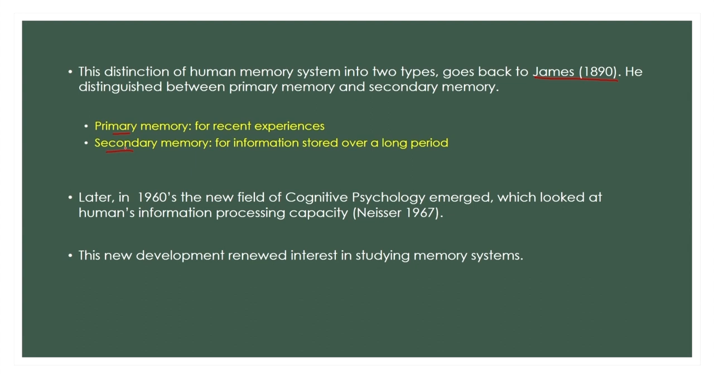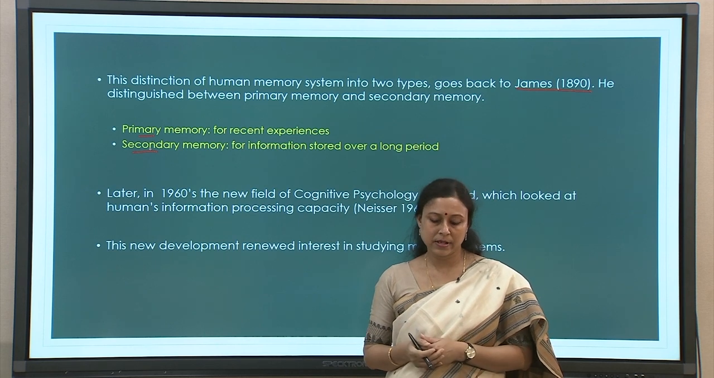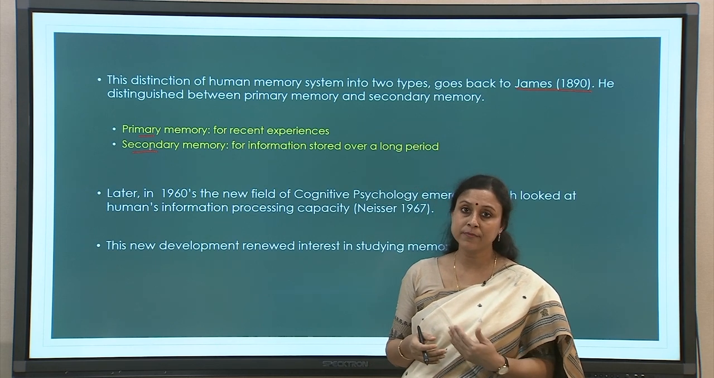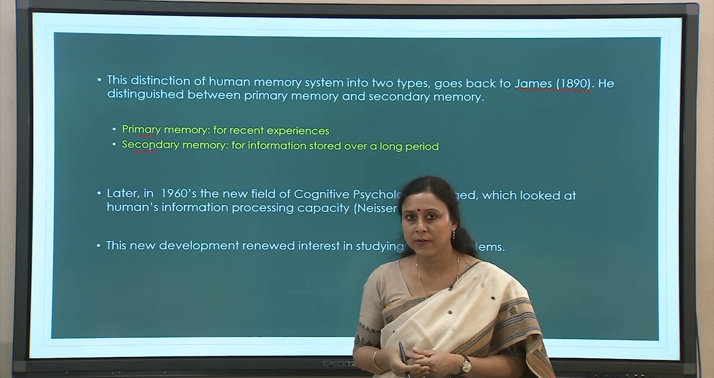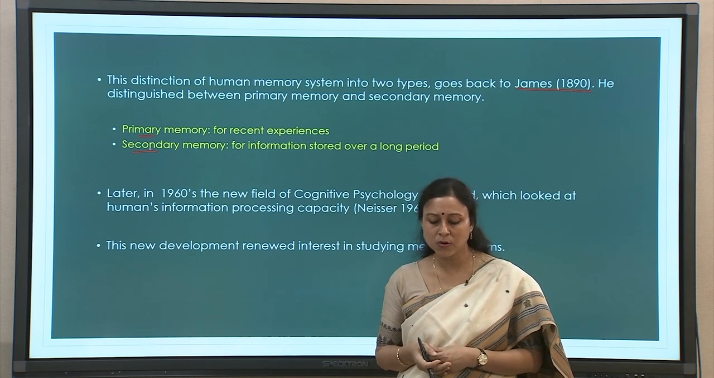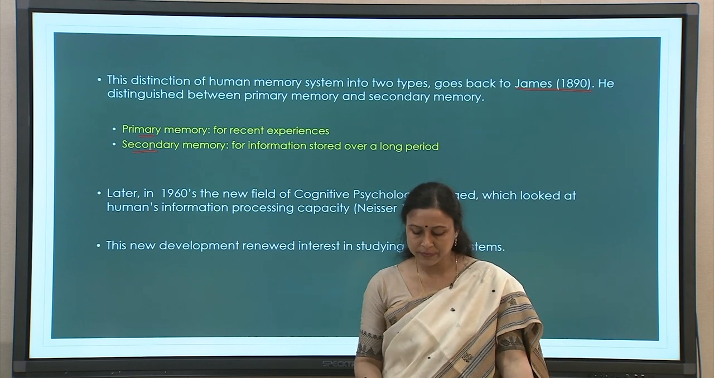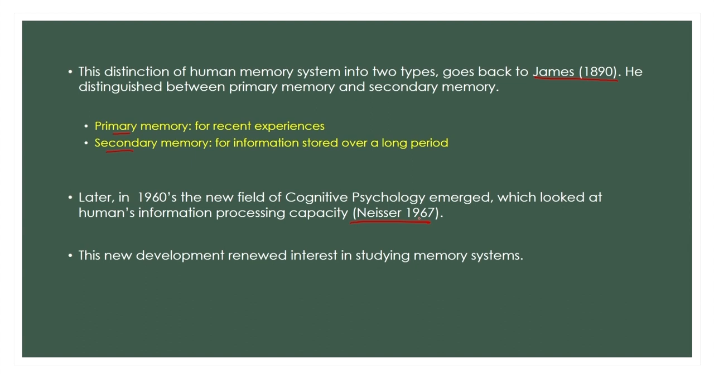Much later, in the 1960s, was the time when cognitive psychology as a new field was shaping up, and this field was looking at the human mind's information processing system: how do we process information, what are the different types of interaction that information has with the storage system, and so on. So this brought the memory system again into focus. We owe this to Neisser, 1967, who looked at this particular aspect in a new way, starting with a cognitive psychology perspective.